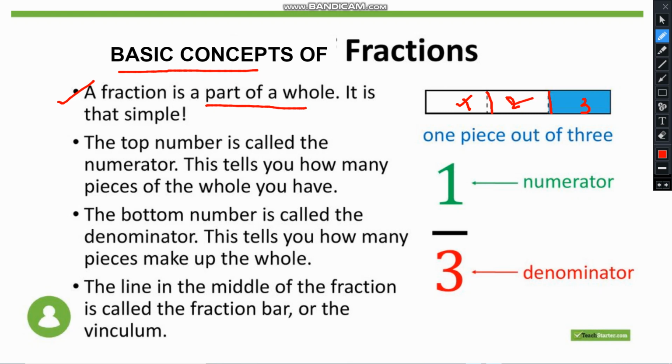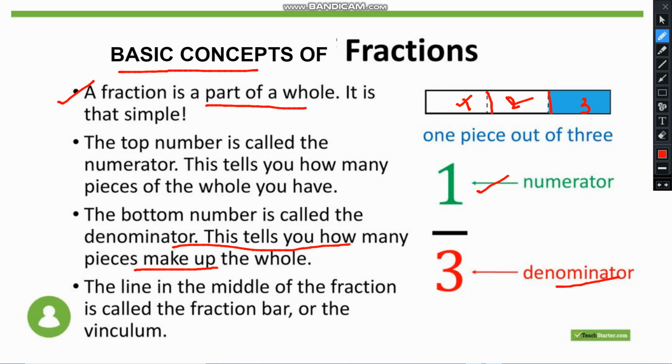Now when we are writing it down, the top number is called the numerator, as we said here, and this tells us how many pieces of the whole you are having. Like over here we are having 1. How many pieces? There is complete 1 piece. And the bottom, that is the denominator, this tells us how many pieces make up the whole, or how many pieces we are dividing the whole into. So 1 piece is there, and how many pieces make up this whole? 3 pieces make up the whole. So this is the denominator.